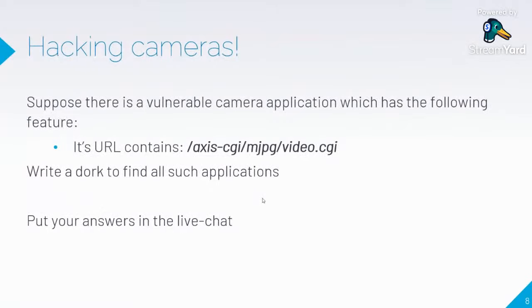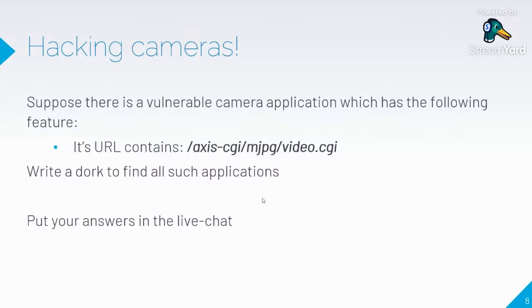So, what we are going to do is we are going to hack cameras. Suppose there is a vulnerable application which has the following feature. There is only one feature here. Its URL contains /axis-cgi/mjpg/video.cgi. So what I want from you guys is you all need to write a dork to find all those websites whose URL contains /axis-cgi/mjpg/video.cgi.